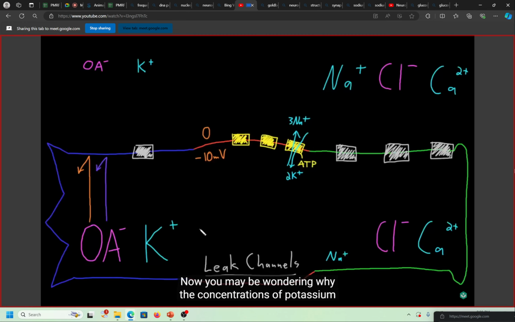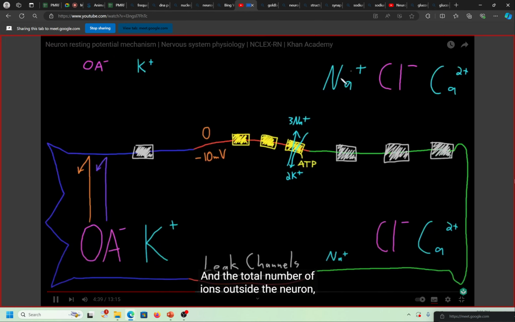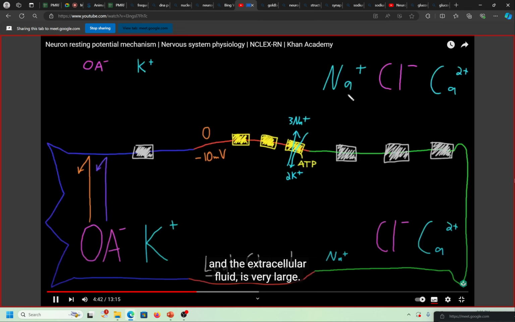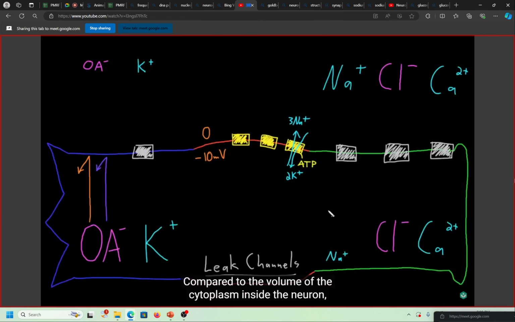Now, you may be wondering why the concentrations of potassium and sodium changed inside the neuron, but they didn't change on the outside of the neuron. And the reason for that is that the extracellular fluid, all of this fluid outside of the neuron, is huge, and the total number of ions outside the neuron in the extracellular fluid is very large compared to the volume of the cytoplasm inside the neuron and the total number of ions inside the neuron. So any of these movements of ions across the membrane of a neuron is really going to only change the concentration of ions inside the neuron, and any change to the concentrations of ions in the extracellular fluid is going to be negligible. It's going to be so small it's not even worth considering.